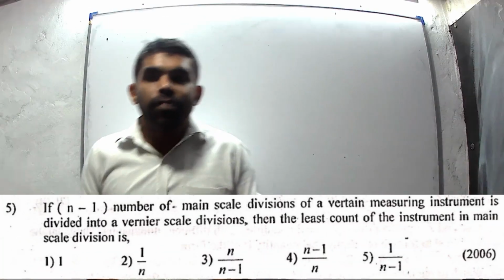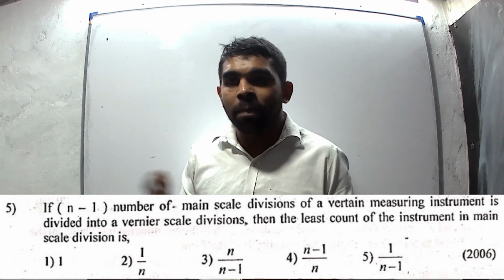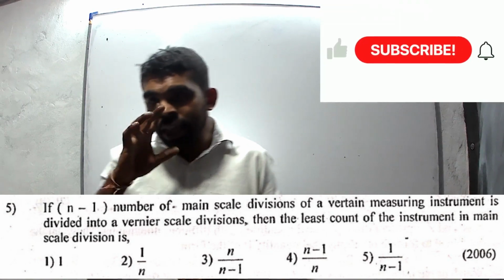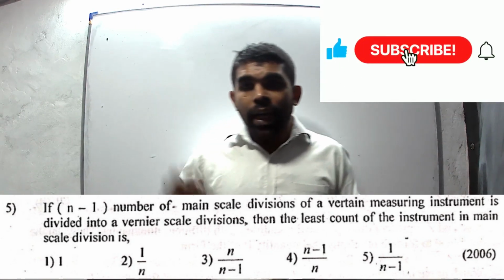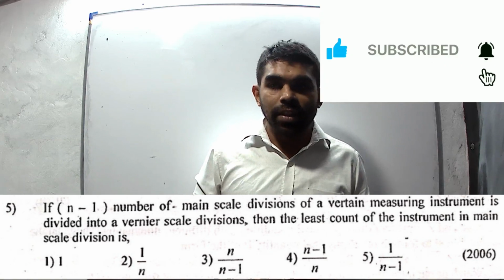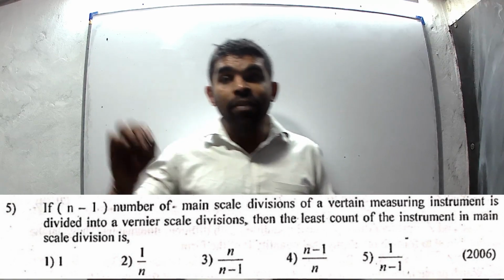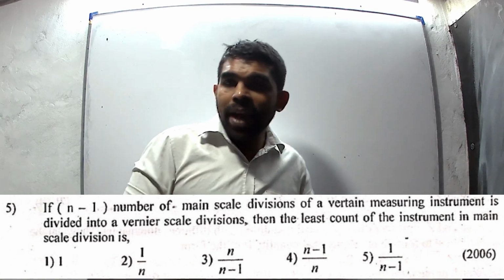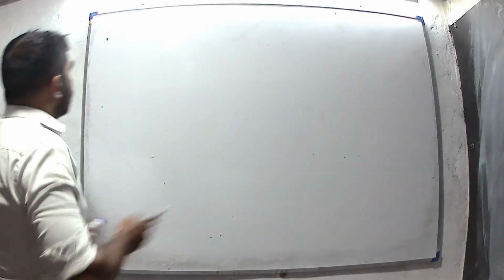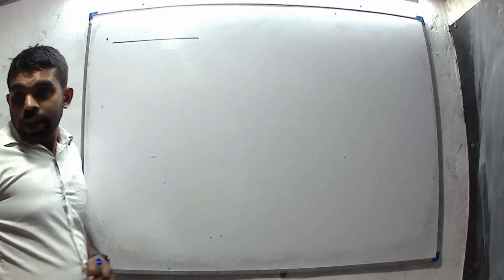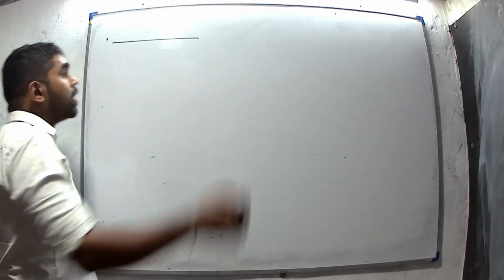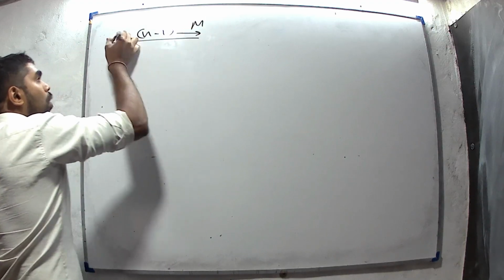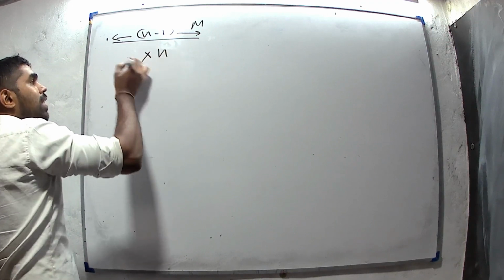Then question number 5. If n minus 1 number of main scale divisions of a certain measuring instrument is divided into n vernier scale divisions, then the least count of the instrument in main scale divisions is. They have given that n minus 1 number of main scale divisions are coinciding with n number of vernier scale divisions.